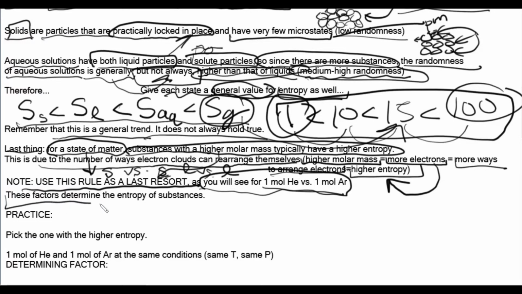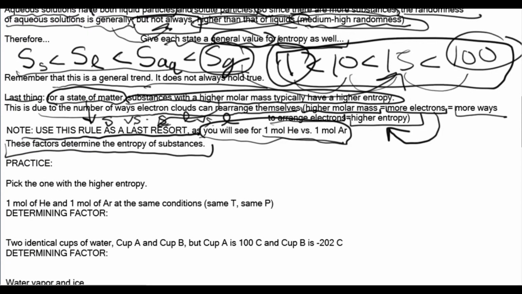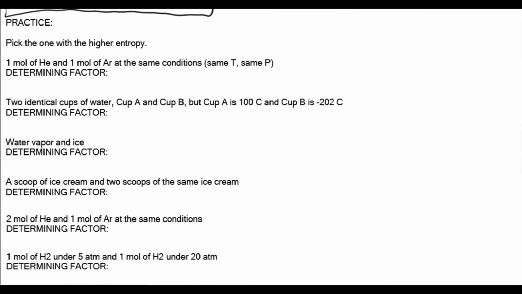So these are the factors that determine the entropy of substances. And of course, there are more, but these are the basic ones that we should know. Let's do some practice. I want you to pick the one with a higher entropy. So pause the video, and once you're done, we can start up and begin.